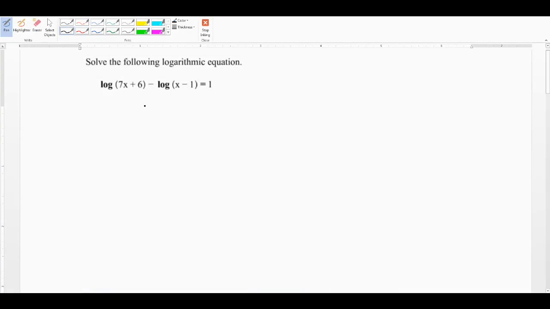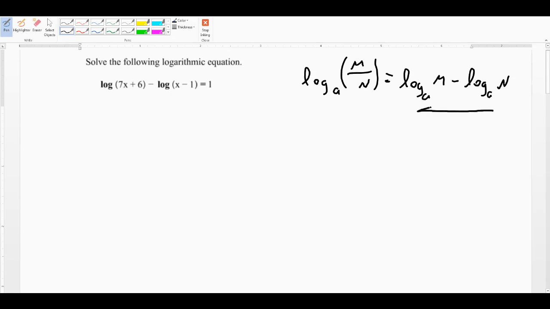Now let's solve this log equation. This one's a little bit more difficult because we have two logs on the same side, separated by a subtraction sign. Well, there's a property that says this. If you're dividing two outputs, you can separate them by subtraction. Which means if you go this direction, you can condense them to a single log by division. That's what we want to do.